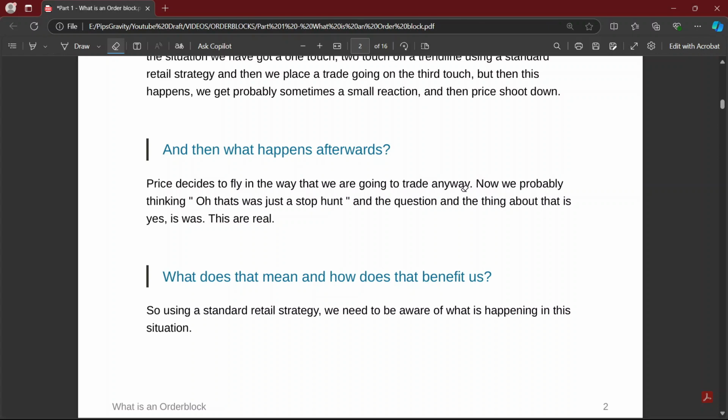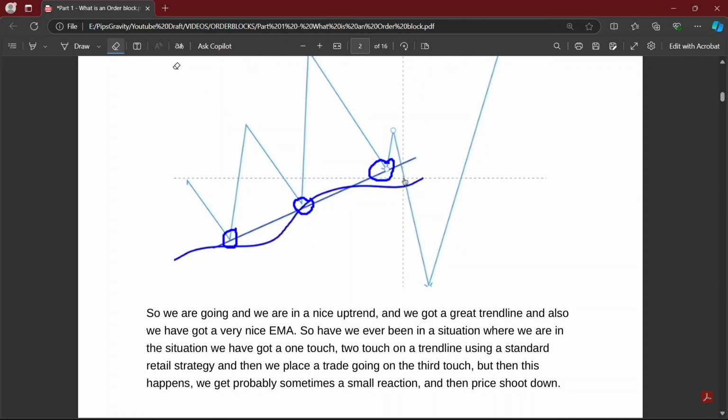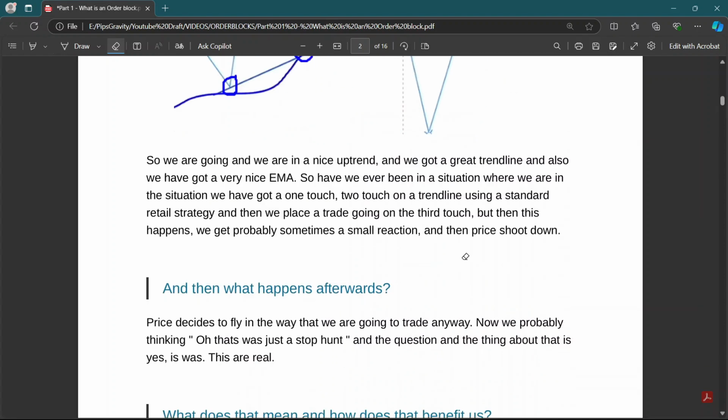So you see that small reaction. We've seen it right here. This small reaction right here. Let me draw it for you. This small reaction right here. So price decides to move in our direction anyway. So we think, okay, right, we are in the right direction of the market. So we take our buy orders.